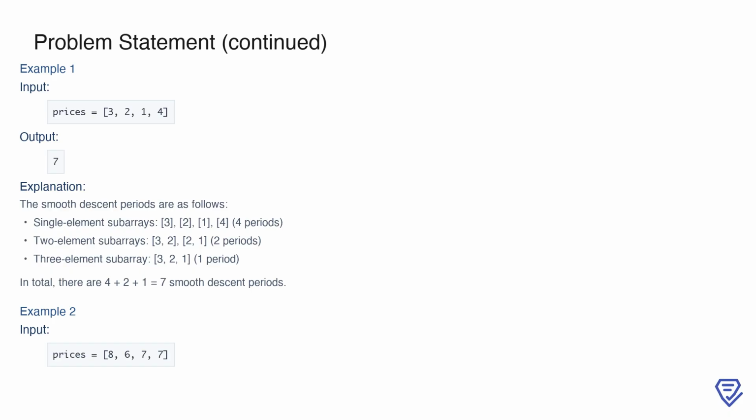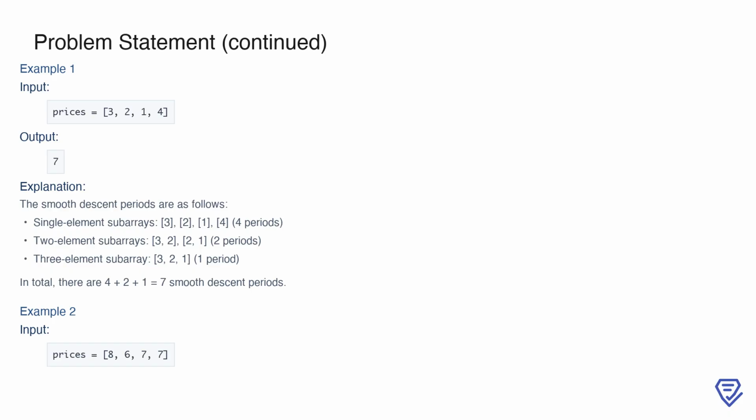Next, we observe that 3, 2, and 2, 1 are valid smooth descent periods, as each pair satisfies the condition that the first element is exactly 1 greater than the second. That gives us 2 more periods. Finally, the subarray 3, 2, 1 is also a smooth descent period because all consecutive elements satisfy the condition. Adding these together, we get 4 single-element periods, 2 two-element periods, and 1 three-element period, for a total of 7 smooth descent periods.